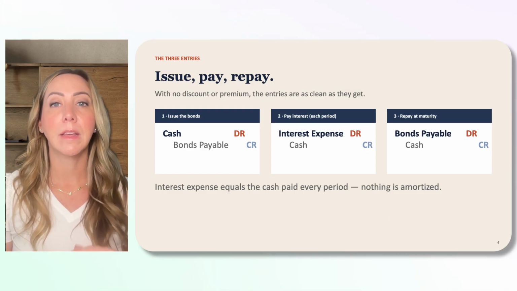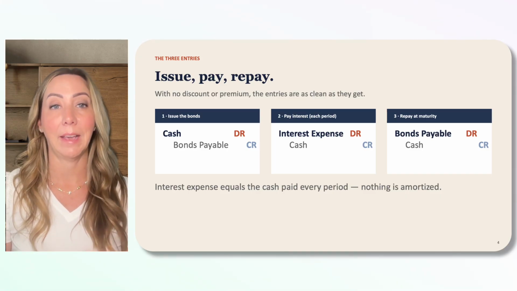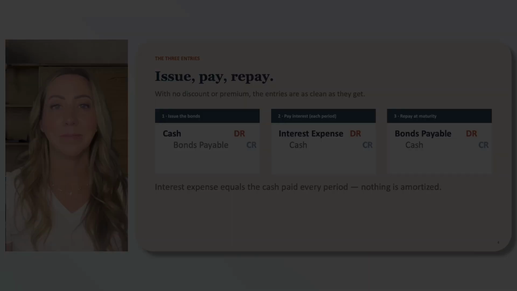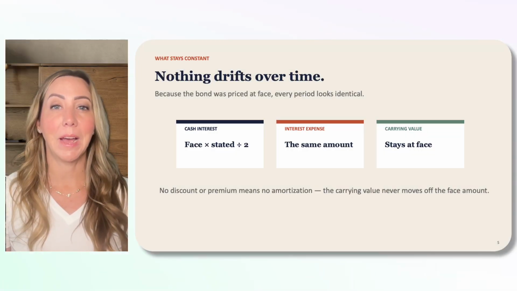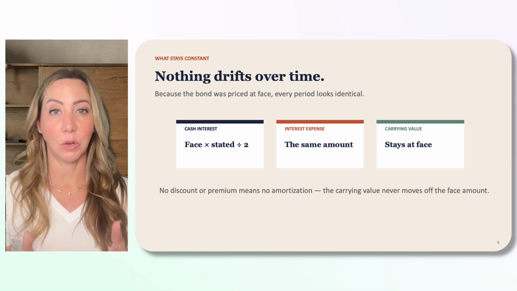Third, at maturity, the company repays the principal. We debit bonds payable to clear the liability and credit cash for the face amount. And that's the whole story. Issue, pay, repay. Before we work through an example, I want to highlight why the par bond is such a useful baseline. Nothing drifts over time.